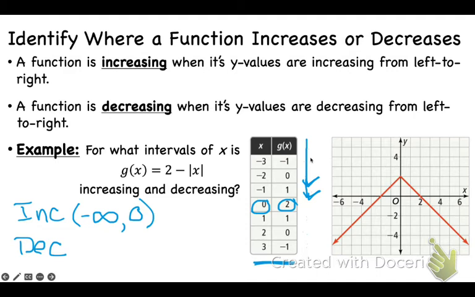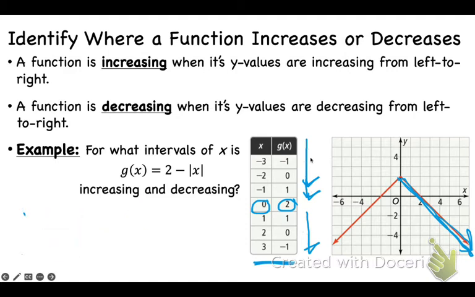Then what happens to my y's as I keep going down? They decrease. I'm down the chart, but up my x values, yes? So at 0, my y's are decreasing. And when do they stop decreasing? Infinity. Okay, we're going to try this over again.